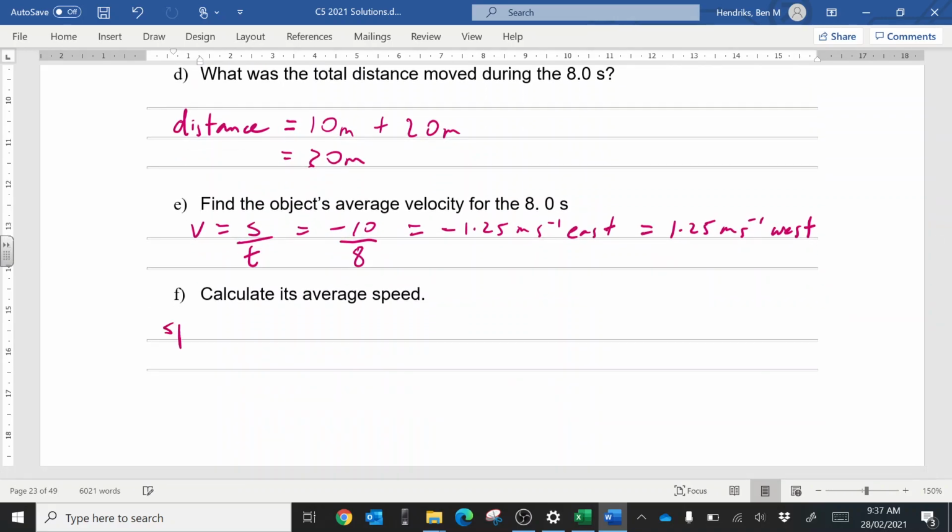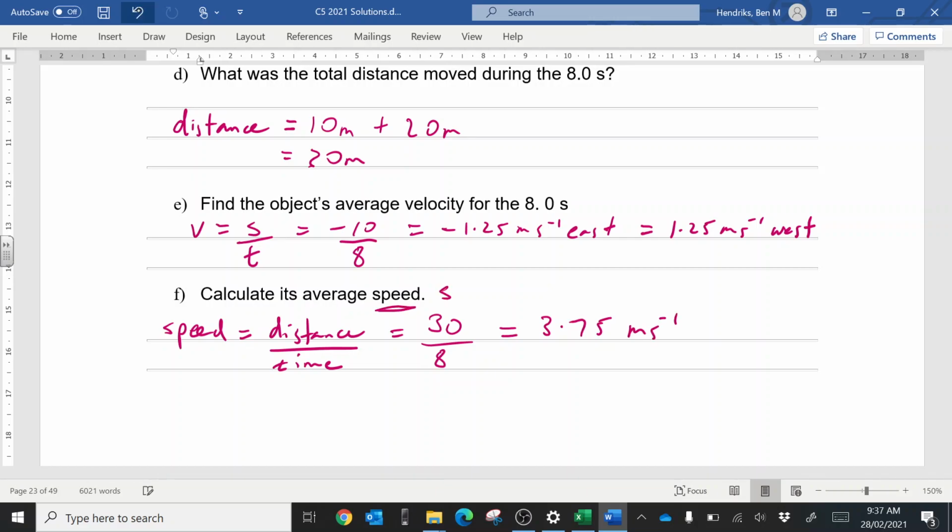Remember, speed equals distance over time. So that's going to be equal to 30 divided by 8. Let me just quickly put that in my calculator. 30 divided by 8 is equal to 3.75 meters per second. And remember, speed is a scalar, so it does not need direction. So it's just 3.75 meters per second.